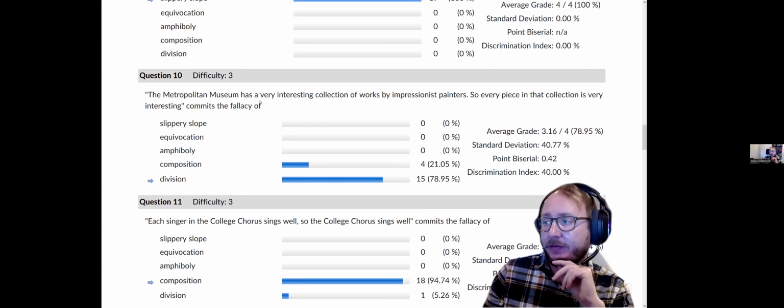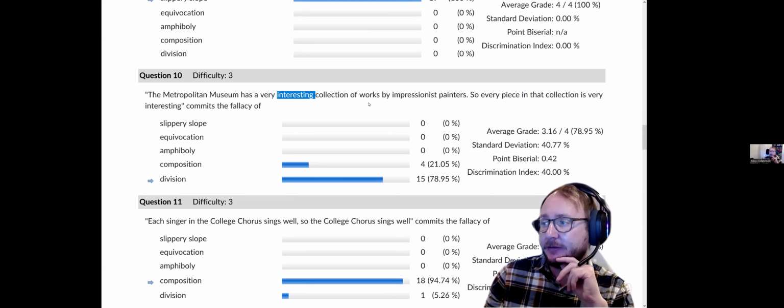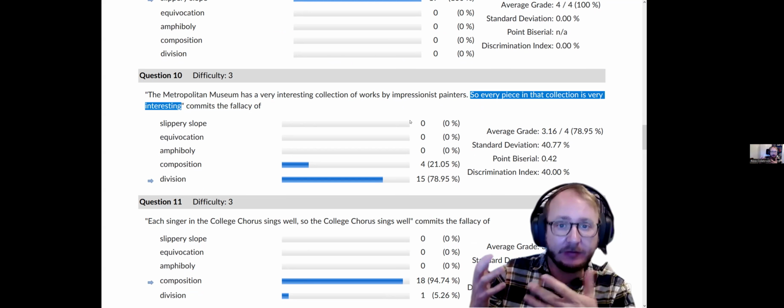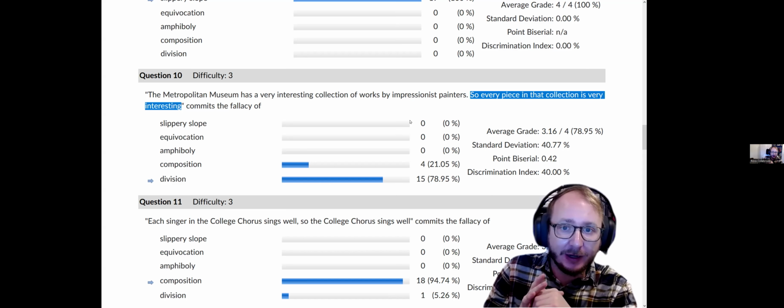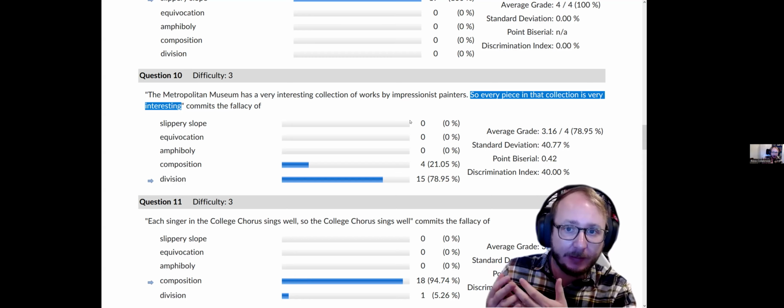Question 10. Here we've got the collection that's hosted by the Metropolitan Museum, and they're supposed to be very interesting. But notice, or the collection is interesting. But notice that that does not imply that every piece is interesting. So it could still be true that the collection as a whole is interesting, but that's compatible with one or two of the pieces being kind of boring, right? What it means for a collection of works to be interesting is more forgiving than what it means for an individual work to be interesting, right?